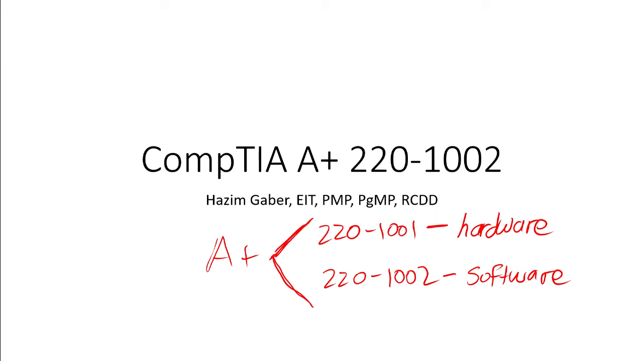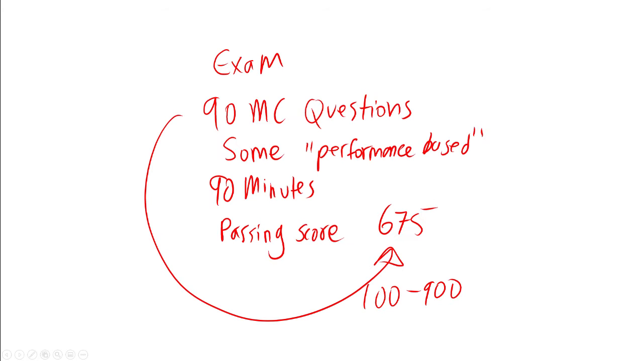So, with that in mind, the exam is 90 multiple choice questions like the other one, some performance based. You have 90 minutes. The passing score on this exam is 700. They convert your score on a scale from 1 to 900, and we cover 4 topics of about equal weight.